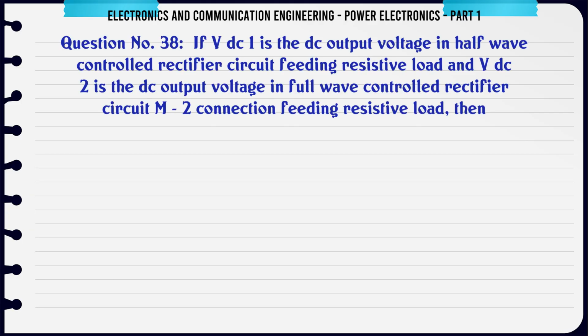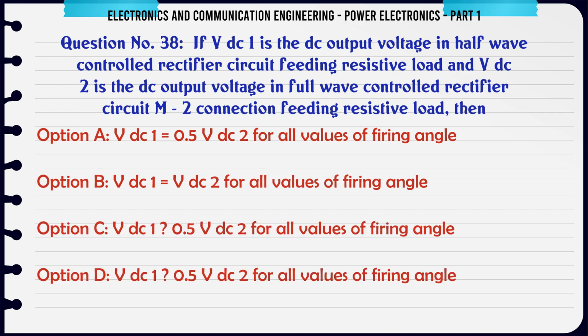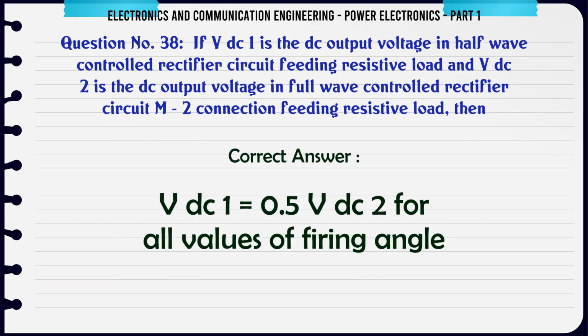If VDC1 is the DC output voltage in half-wave controlled rectifier circuit feeding resistive load, and VDC2 is the DC output voltage in full-wave controlled rectifier circuit M2 connection feeding resistive load, then A VDC1 equals 0.5 VDC2 for all values of firing angle, B VDC1 equals VDC2 for all values of firing angle, C, D. The correct answer is VDC1 equals 0.5 VDC2 for all values of firing angle.